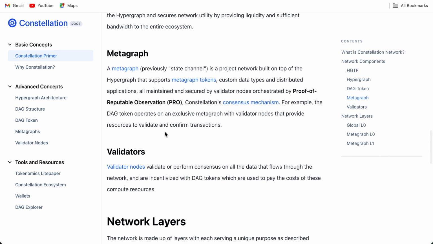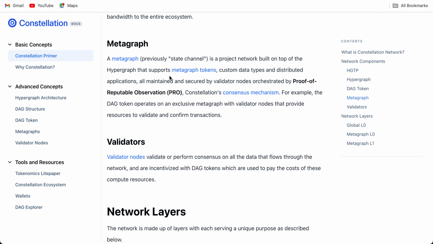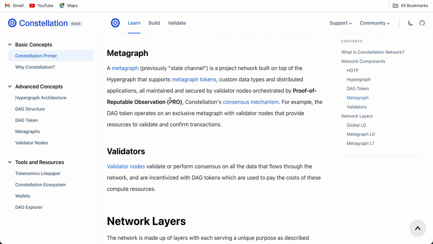Metagraph. A metagraph, previously state channel, is a project network built on top of the hypergraph that supports metagraph tokens, custom data types, and distributed applications, all maintained and secured by validator nodes, orchestrated by proof of reputable observation. So the consensus mechanism is not proof of work or proof of stake, it is rather proof of reputable observation. In this, the node that is historically reliable is much more preferable, and it has a great mechanism.